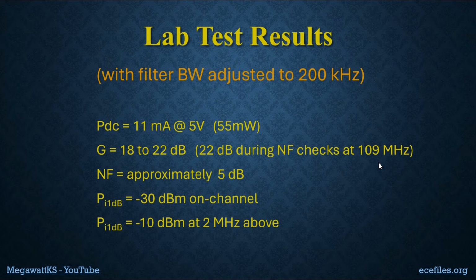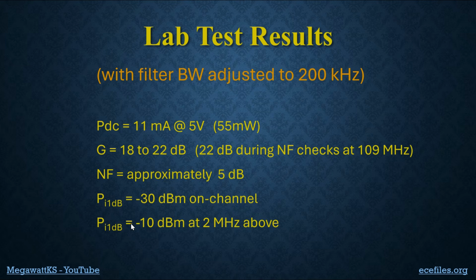Why 109 megahertz? Well, because inside the FM broadcast band, even without an antenna attached, the inductors would tend to pick up some signal and I couldn't see the low-level stuff. So when I was doing the noise figure, I wanted to be able to see it. So I just did the gain check at that frequency too. The noise figure ended up at approximately 5 dB, which is pretty much what was expected.